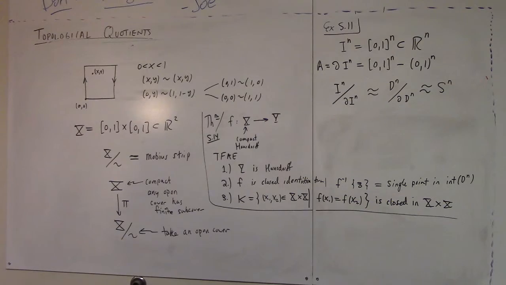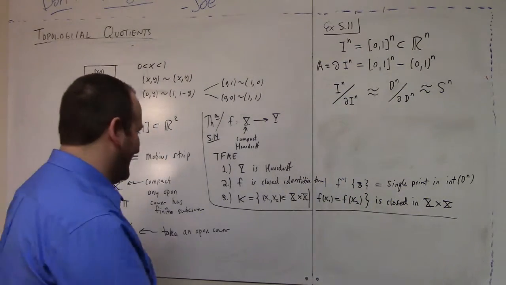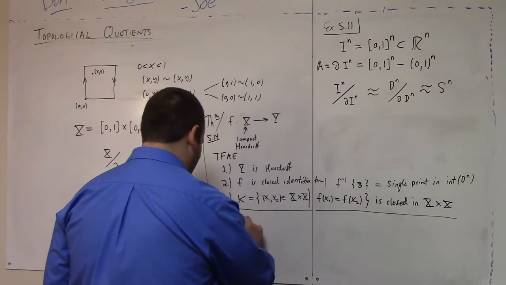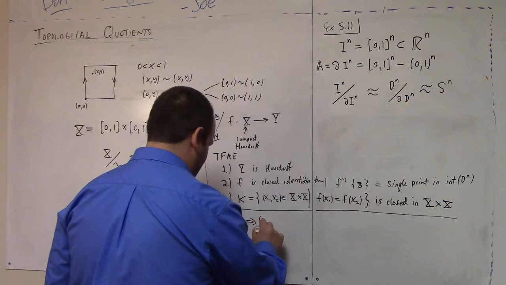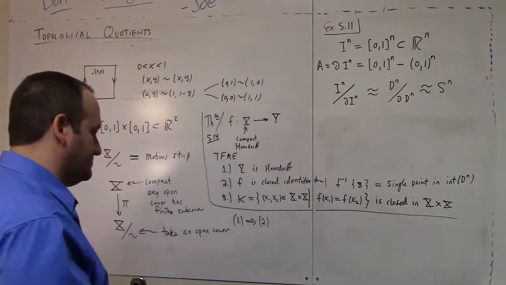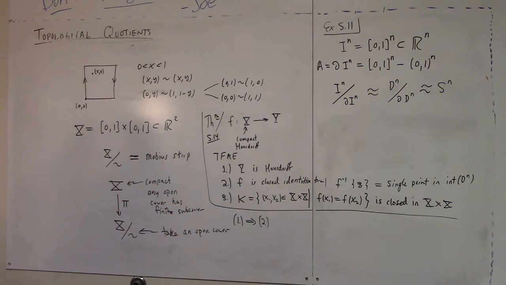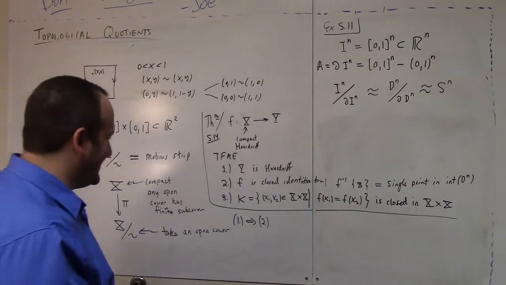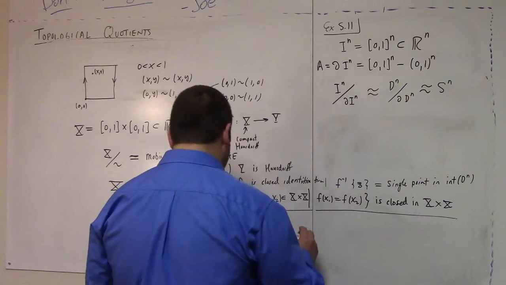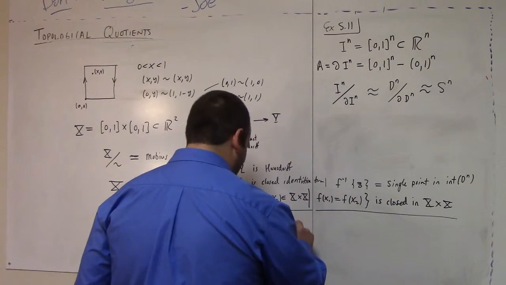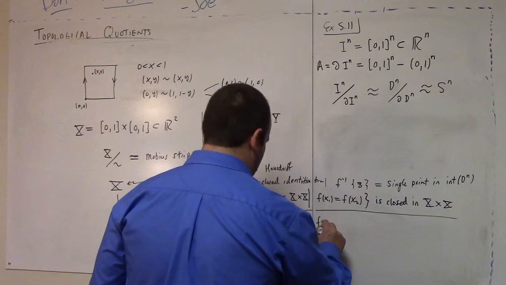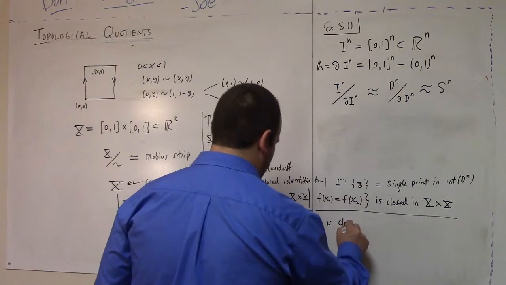Well, I think 1 implies 2 would be pretty quick. Why is that? Because X is compact and Y is Hausdorff. So if Y is Hausdorff and X is compact, that means f is closed. Okay, we got that one. Hence f is closed.